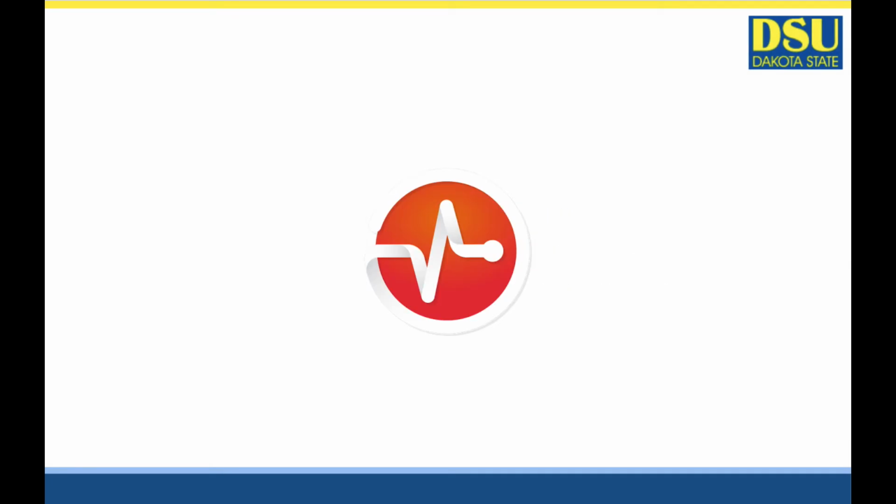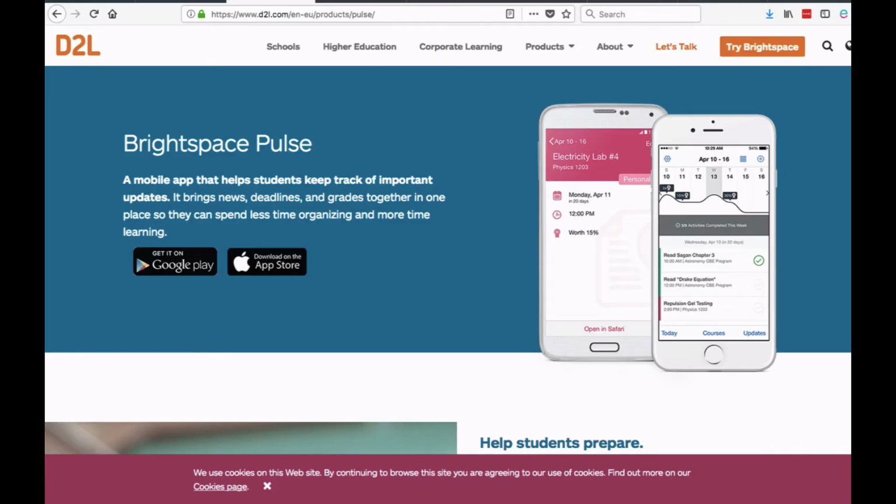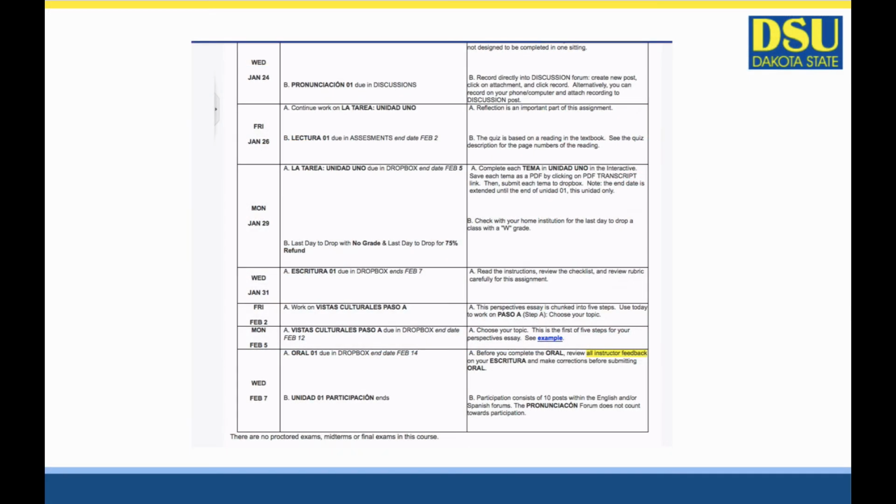Brightspace Pulse is an app you can download to your mobile device and keep up with the due dates and deadlines of all your D2L classes. Or you can use the course calendar as a checklist. Whichever tool you use, keeping up with due dates is easy.